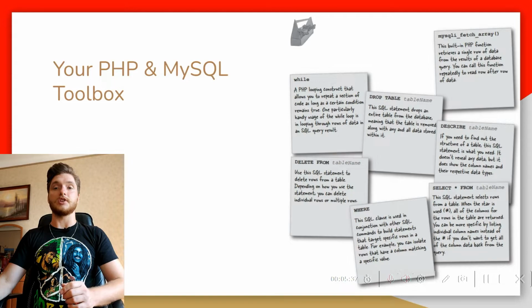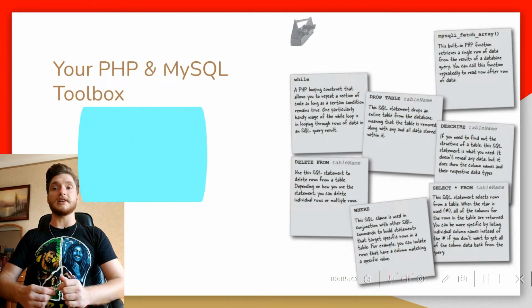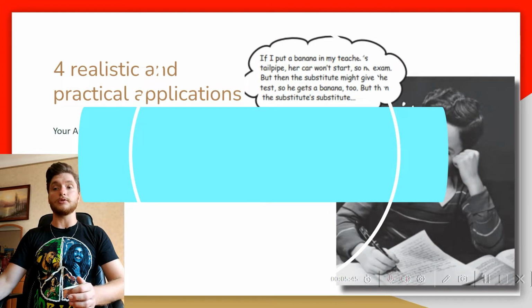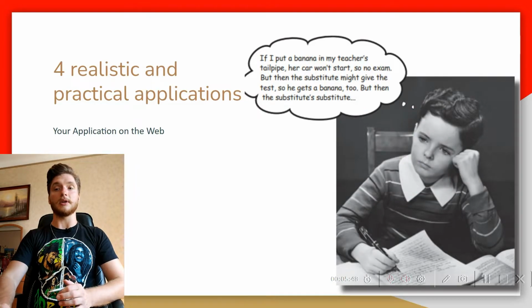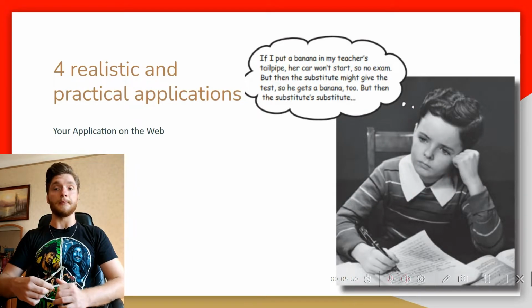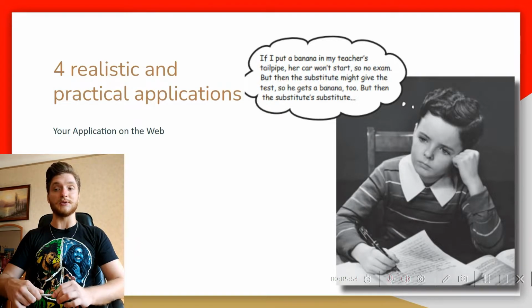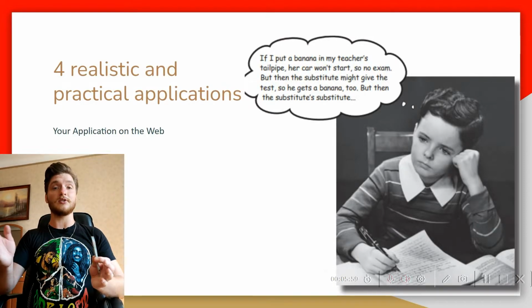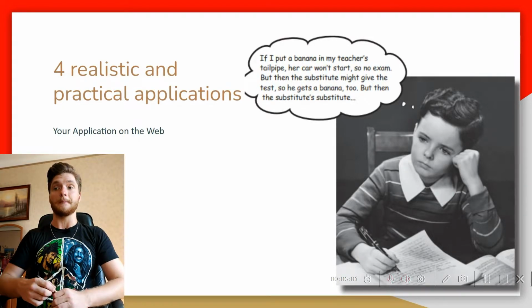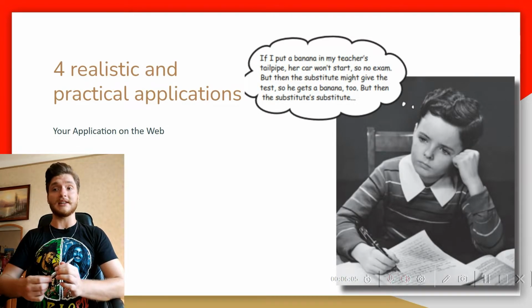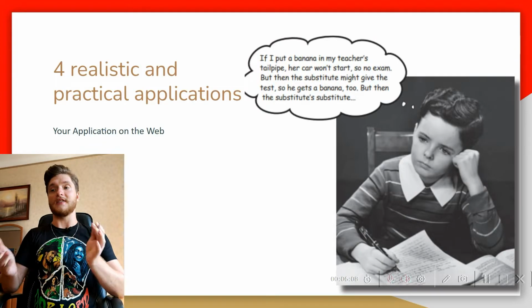And chapter 4, realistic and practical application, your application on the web. If I put a banana on my teacher's tailpipe here, the car won't start, so no exam. But then the substitute might give the test, so he gets a banana too. Sometimes you have to be realistic and rethink your plans, or plan more carefully in the first place, when your application is out there on the web.